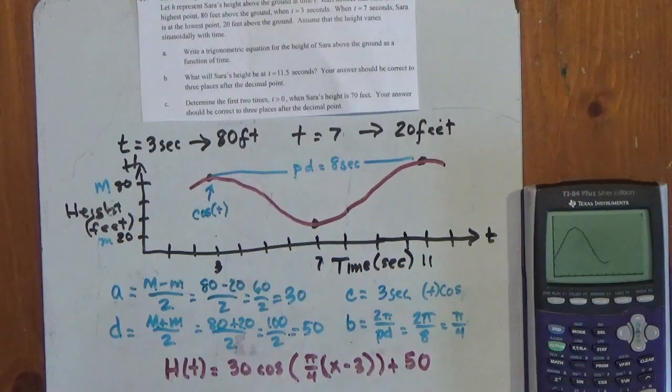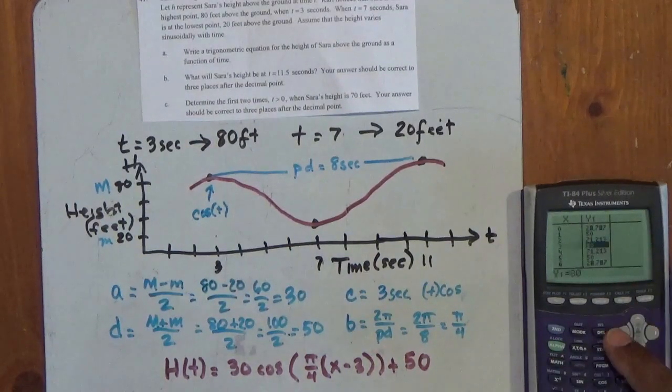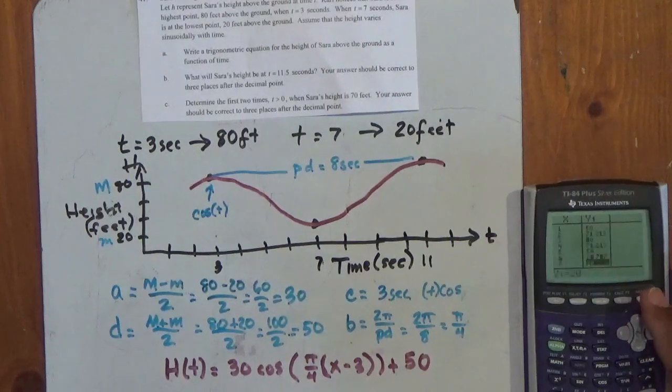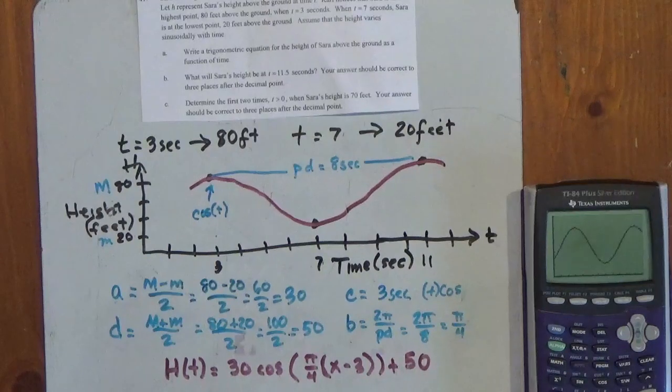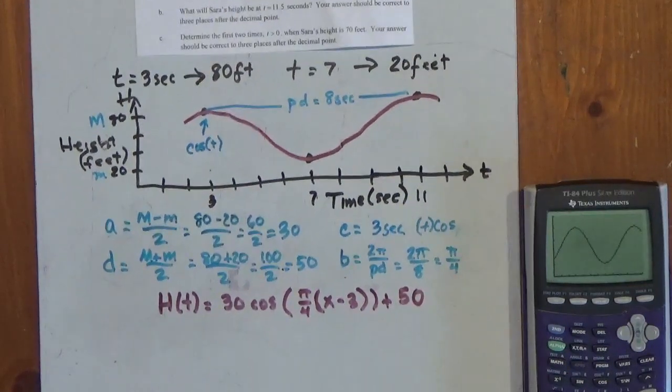All right, looking good. If you're not sure, you can go and check the answers that they give you. At 3 seconds, we're at 80, and at 7 seconds, we're at 20. So we know that this graph is a decent graph. And then we can try to answer some of the other questions that are here.